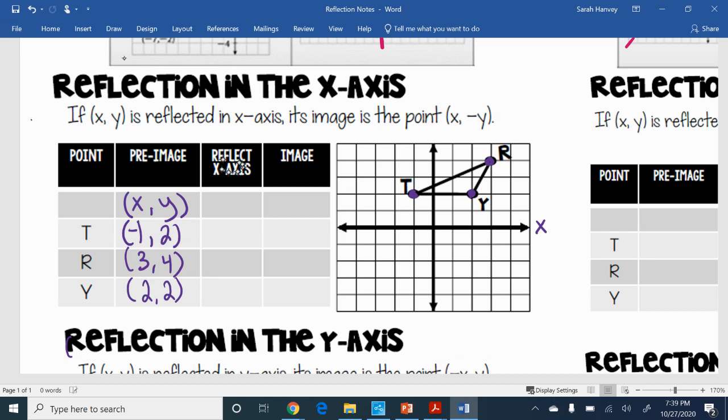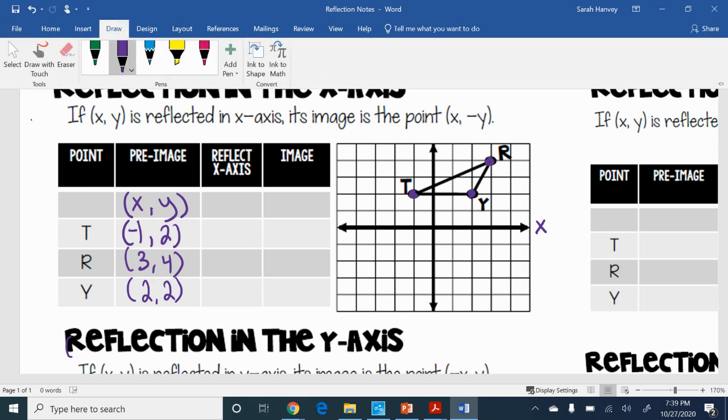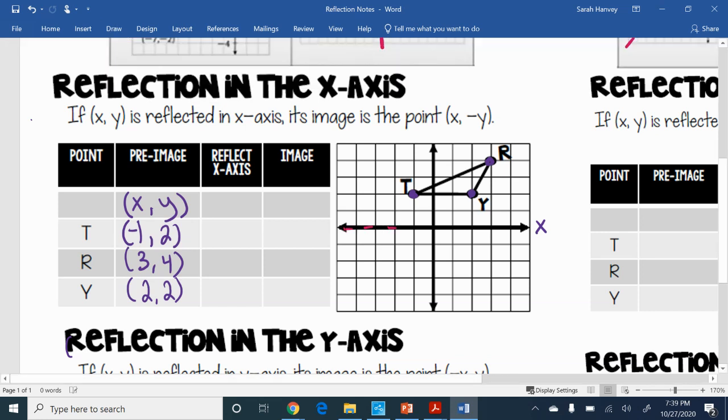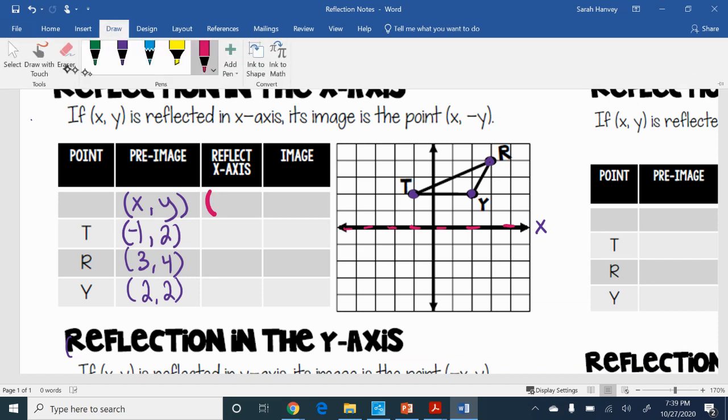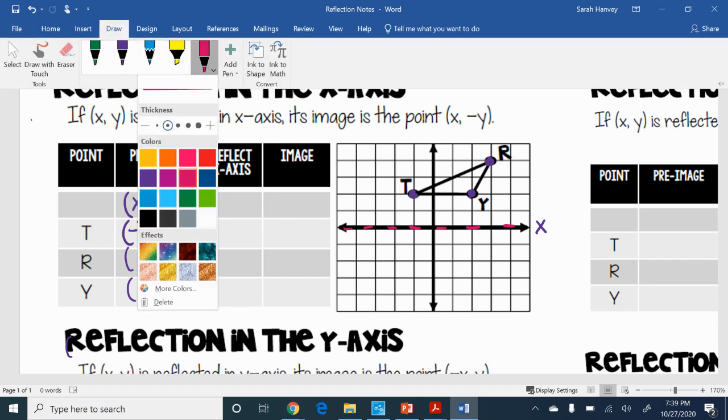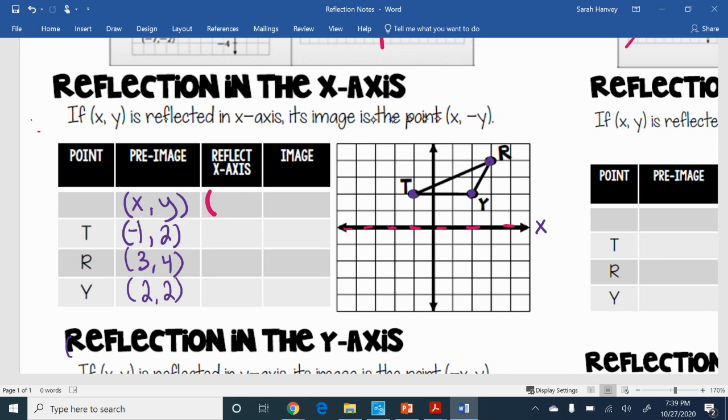All right, so now we're going to reflect it across the x-axis. So I'm going to go ahead and change my color. Let's use this one. So remember, this is our line of reflection, and we're going to do the rule. That basically means you're going to keep the exact same x coordinate, x comma, but we're going to do the opposite of the y coordinate.